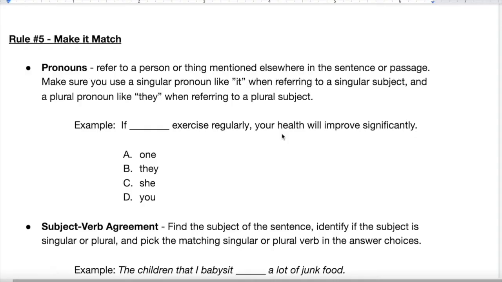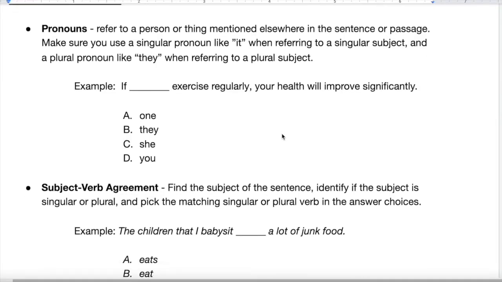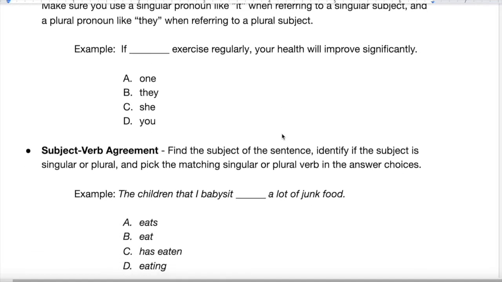They don't even say exercise, right? Like, it should be let's just say she should be there. Like, it should say if she exercises regularly. Yes. Also, yeah, that would be an issue. You're absolutely right. And well, which takes us, that's a great transition, great segue into the next part of Make It Match, which is Subject-Verb Agreement. So let's talk about that.